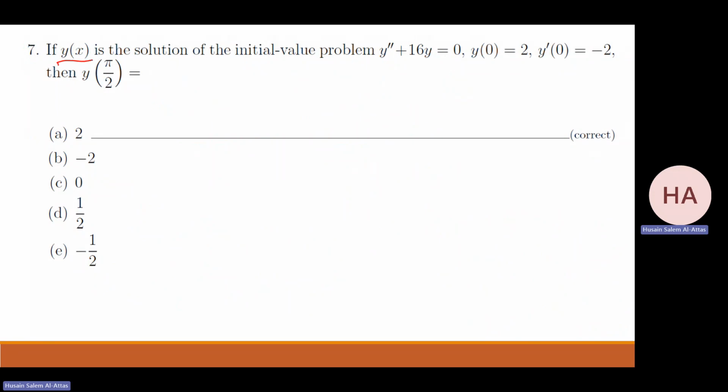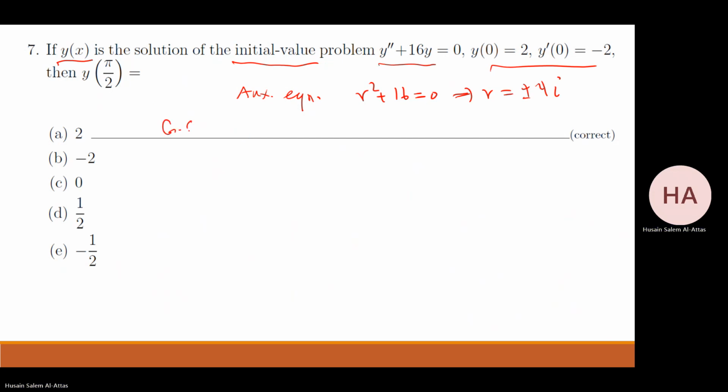We have this solution, y is a function of x, with this initial value problem. So I need first to solve this, then I need to find the c's through these conditions. So this one will be what? Auxiliary equation, r squared plus 16 equals 0. So that means r is plus or minus 4i. So the general solution y will be c1 cosine 4x plus c2 sine 4x.